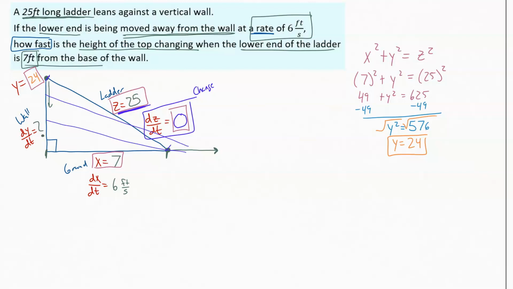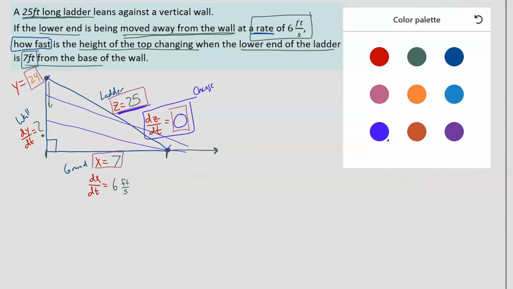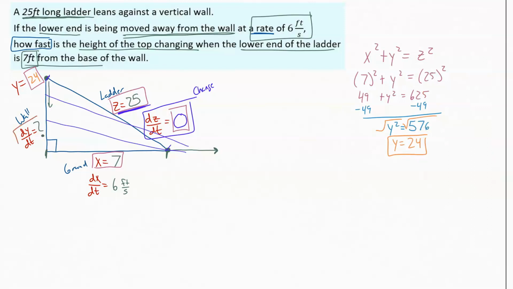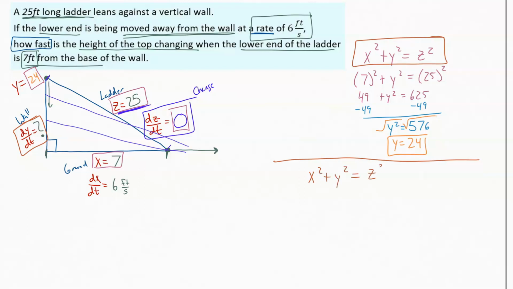So we've plugged in for all the pieces, and now we need to find a way to get dy dt, dx dt, and dz dt to all come together. Well, that is going to come from taking the derivative of your Pythagorean theorem. So this is the relationship. This is how these things are all related, right? Related rates. They're all related through this formula.